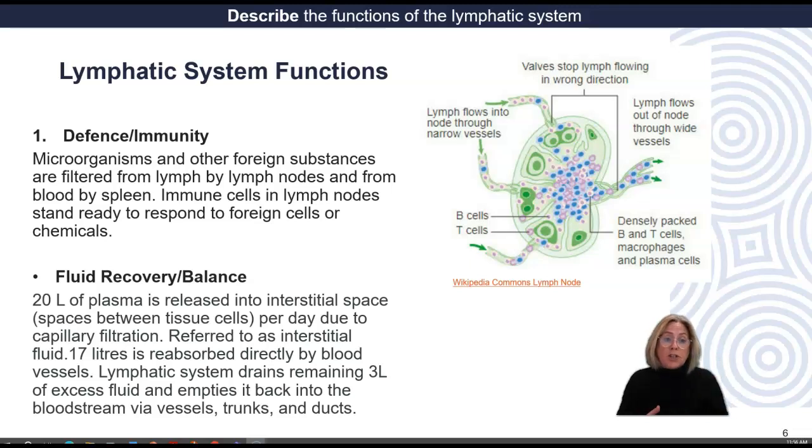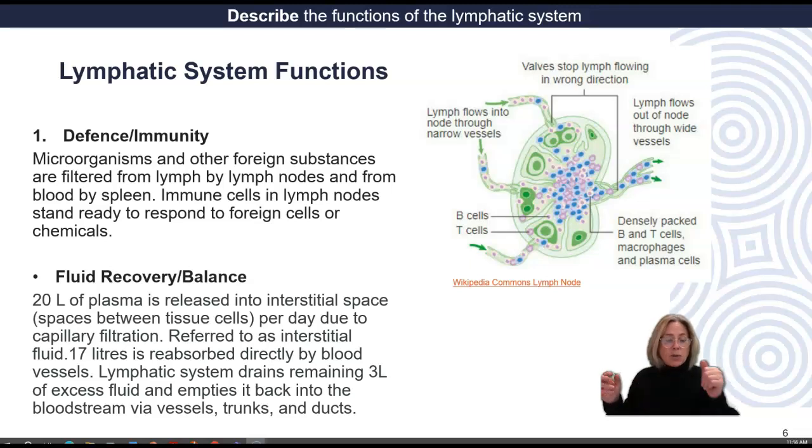So 20 litres of plasma is released into the interstitial space, which is all of those spaces between tissue cells. So 20 litres per day due to that capillary filtration. Remember, we talked about that net filtration pressure. Now, this fluid is known as interstitial fluid or tissue fluid.